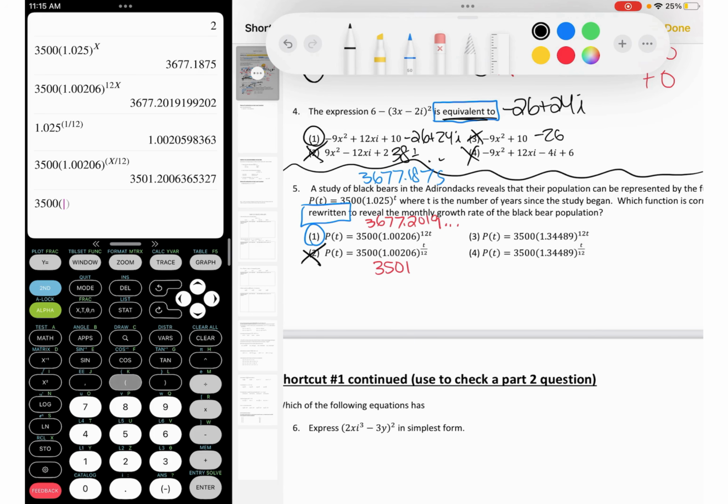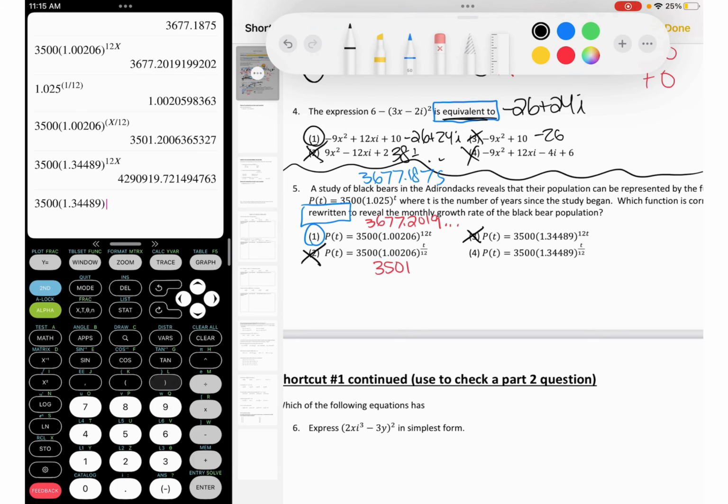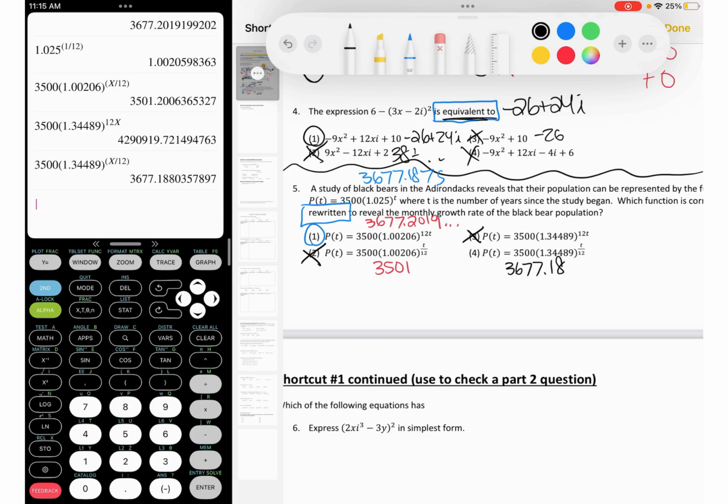So then I'm going to go to my next choice, choice 3, 1.34489 to the 12x. Boom, very far off. That is not the answer. Choice 4, last one I have to plug in, 1.34489 to the x over 12. Okay, this one I get 3677 as well, 0.188, blah, blah, blah. So you don't necessarily want to pick the closest one, because remember, these are rounded values.